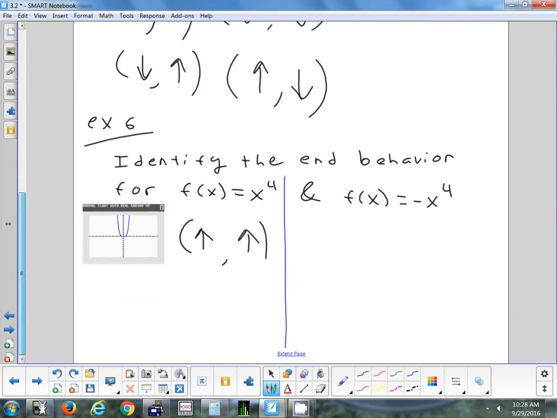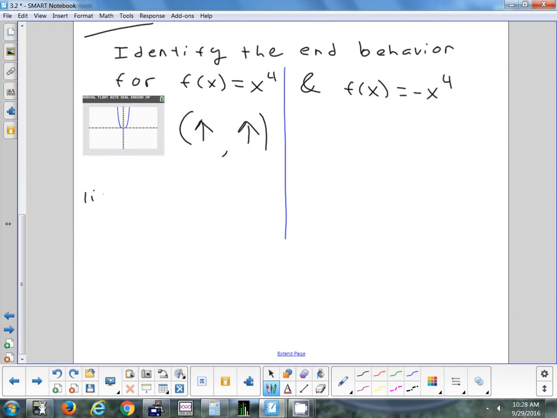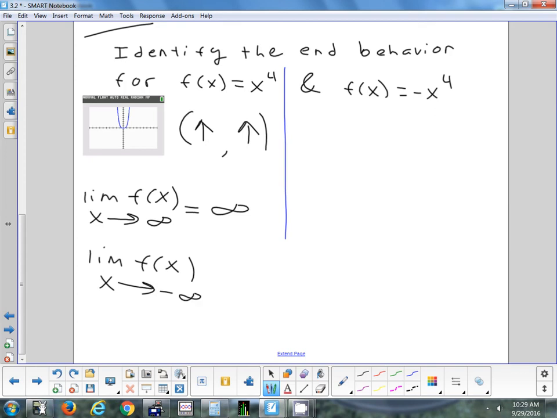Now let's do it in limit notation. So the limit of y, what's happening to y as x heads towards the right? As x heads towards infinity, y is heading towards infinity. And then if you look at what happens as x heads to the right, you also have to look at what happens as x heads to the left. As x heads towards negative infinity, what's the y value approaching this time? It's also infinity.